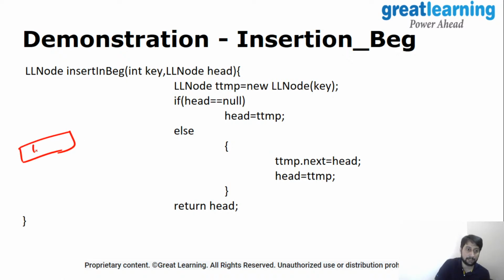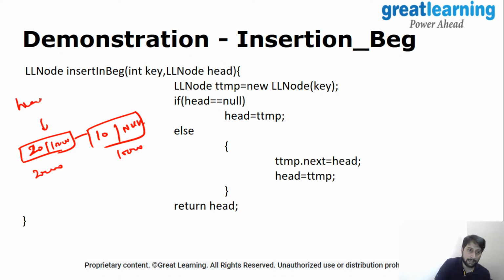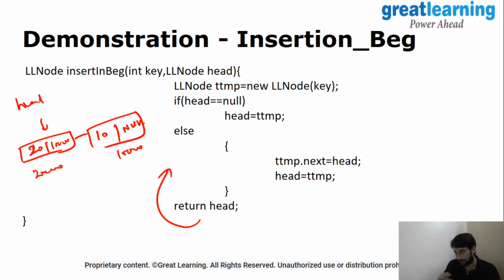You have this 20, and then you have 10,000, the reference pointing to this node. You have this 10, and this is pointing to null. This is 10,000, this is 20,000, this is your head, and then at the end you are returning this head. So what did you do? You did nothing but inserted an element at the beginning of the linked list. Okay, that's it. Is everything clear?